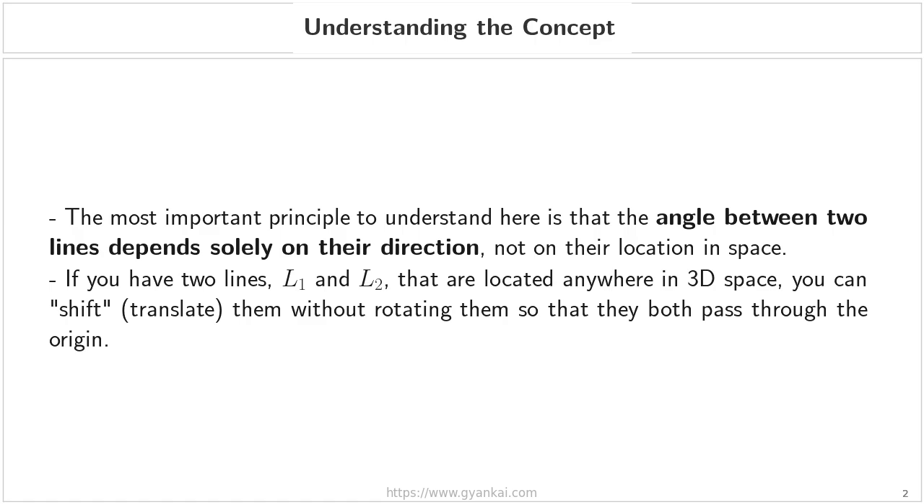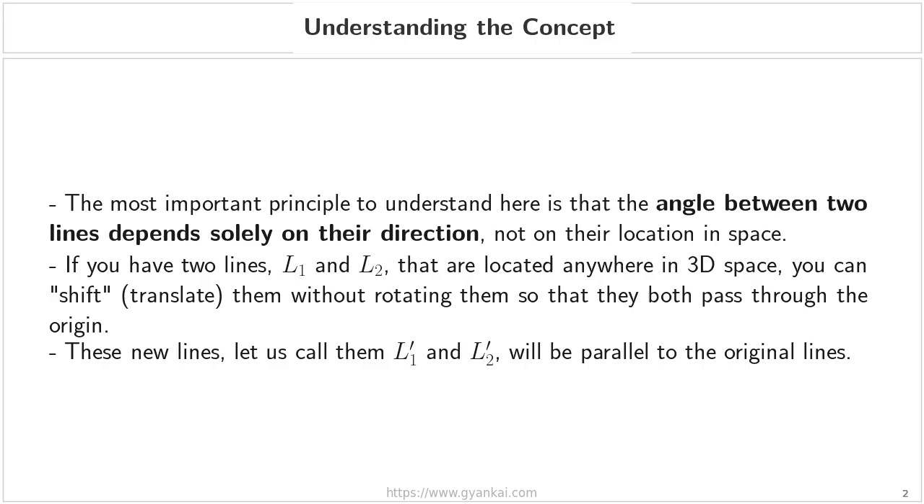If you have two lines, let's call them L1 and L2, located anywhere in 3D space, you can actually shift or translate them, moving them through space without rotating them at all, until they both pass through the origin. When we perform this shift, we create these new lines, which we can call L'1 and L'2. Because we only moved them and didn't rotate them, these new lines remain perfectly parallel to our original lines.